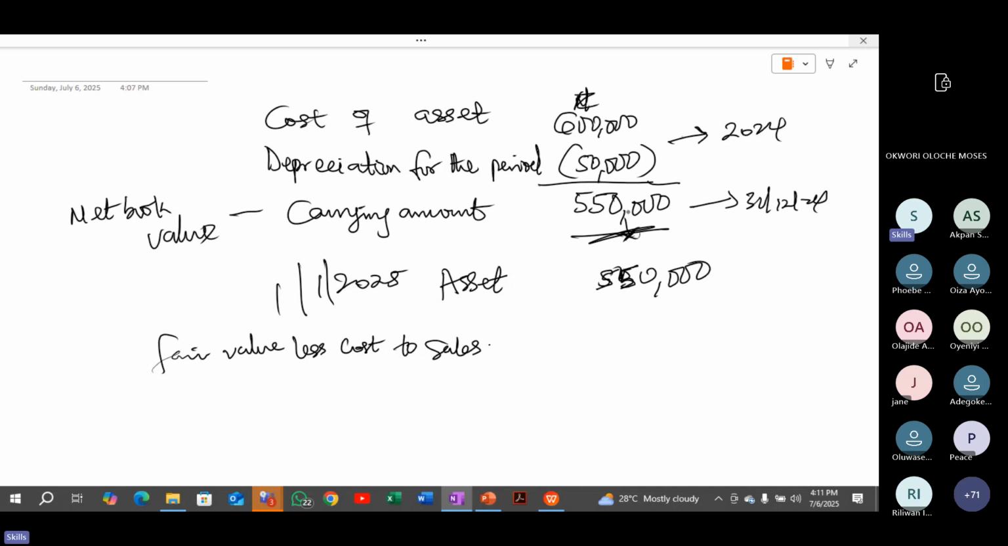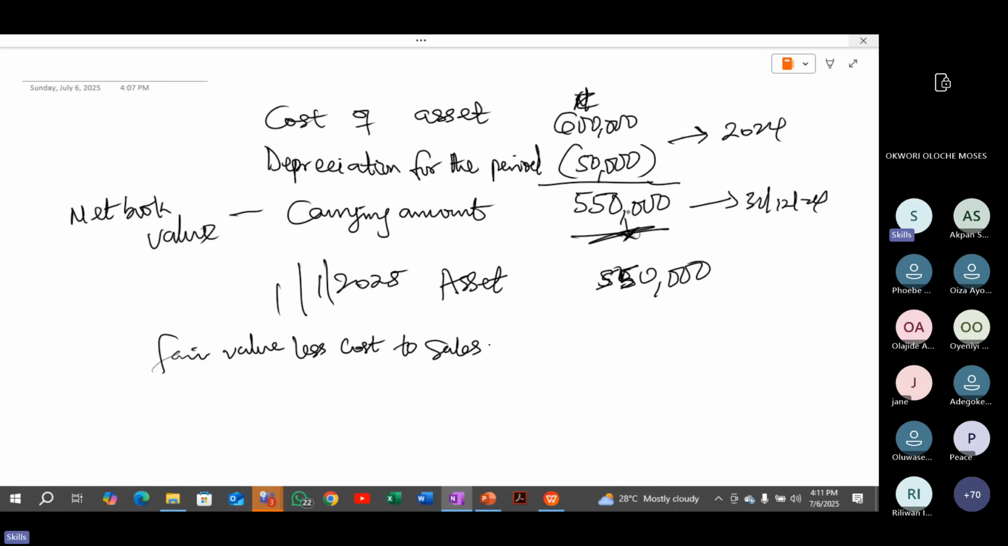When you have a revaluation, what does revaluation mean? You want to know the value. For example, most of us are joining this class with laptops. Some are joining with tablets. Some are using phones. So basically, what fair value means is the worth of your laptop. Are you getting me now?